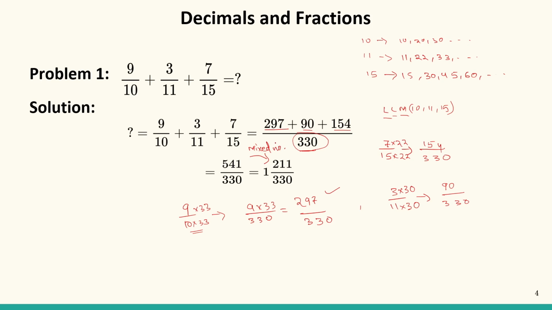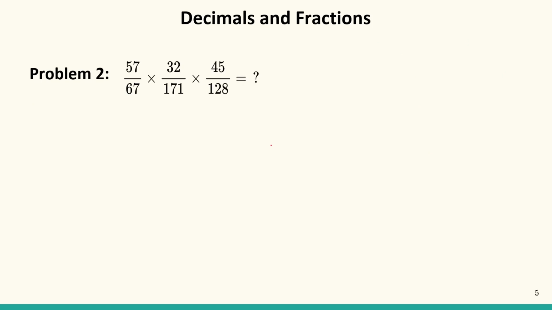Let's jump into the second question. The second question asks us to multiply three fractions. How will we multiply three fractions? The only method is to multiply them straightforwardly, that is, multiply the denominators with each other: 67 into 171 into 128. Then you multiply the numerators with each other, that is 57 into 32 into 45.